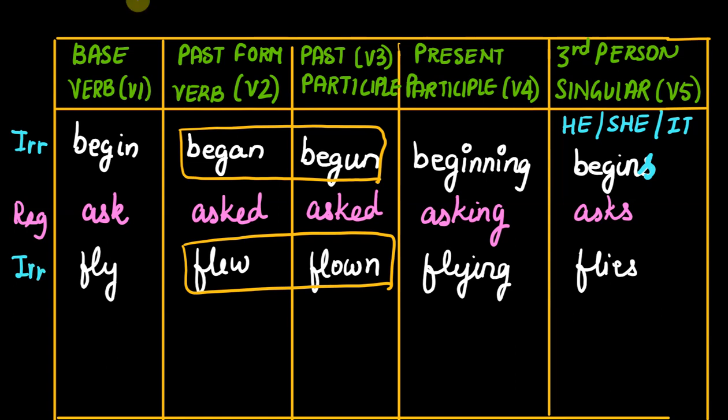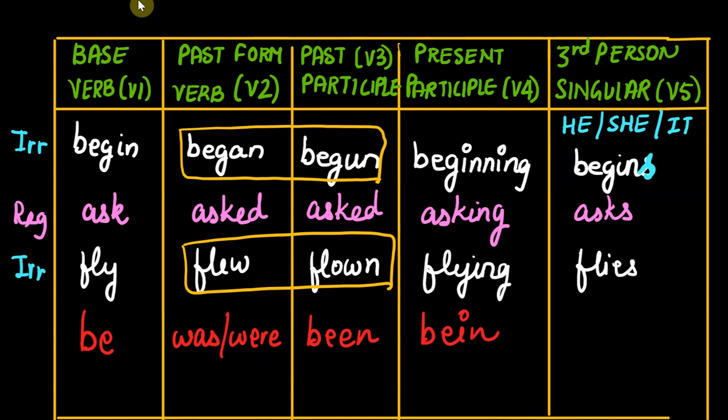Okay, very important is the be verb. Be, past tense is was, were, then we have been, then being. Basically third person singular means here it will be only is, but I'm just writing am and are also. Okay, very important. Make sure that you learn this. You have to learn everything, but this is important, and this is irregular.